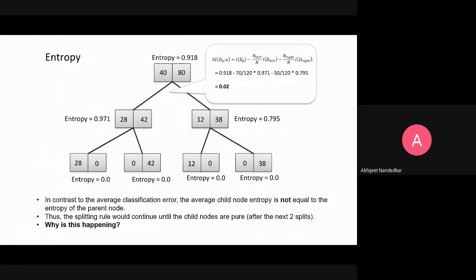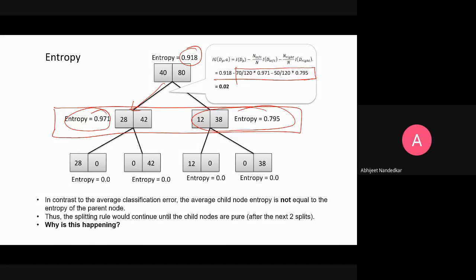Instead of that, suppose I use entropy on the same problem, the same division, and I calculate entropy. Now see, the parent entropy here is 0.918. On the left-hand side, after splitting, the entropy is 0.971. The entropy on the right-hand side is 0.795.